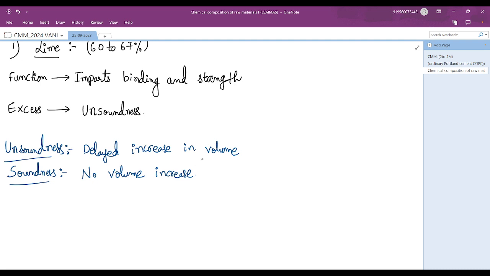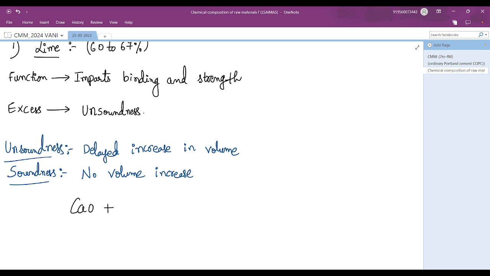Now coming to the lime. As we know, lime chemical formula is CaO, which is called quicklime. Why is it called quicklime? Because it has a higher affinity towards water.